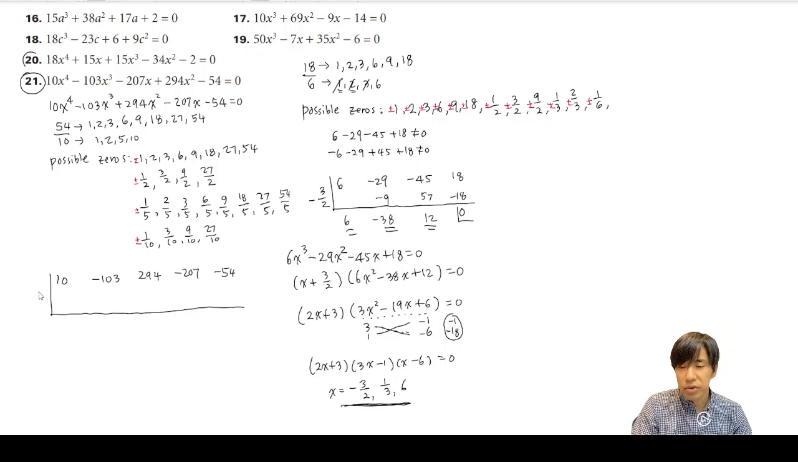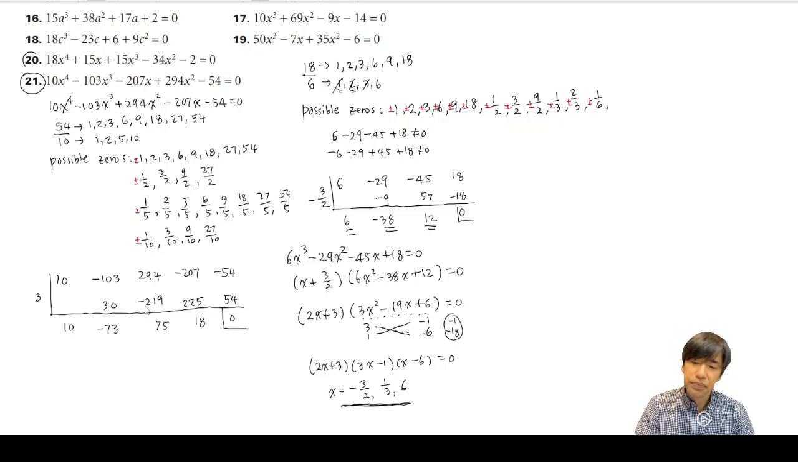I'm going to use 3. So the first number is 10, multiply, you get 30, add them together, negative 73, multiply, then negative 219. Add them together, you get 75. Multiply, 225, add them together, you get 18. Multiplying together, that's 54. Wow, okay, it worked at first shot.